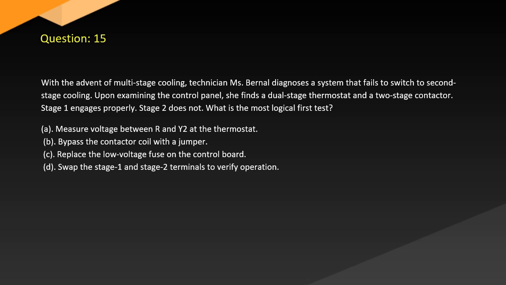A. Measure voltage between R and Y2 at the thermostat. B. Bypass the contactor coil with a jumper. C. Replace the low voltage fuse on the control board. D. Swap the stage 1 and stage 2 terminals to verify operation.